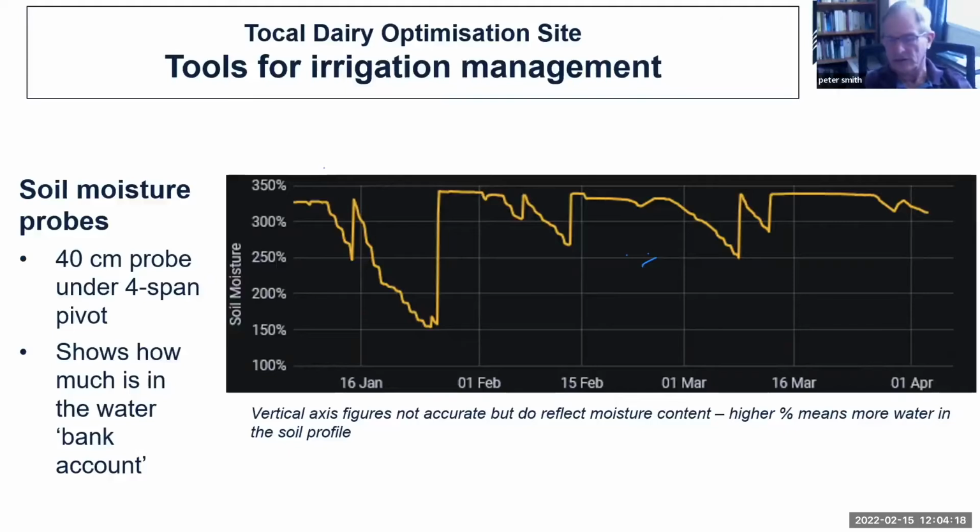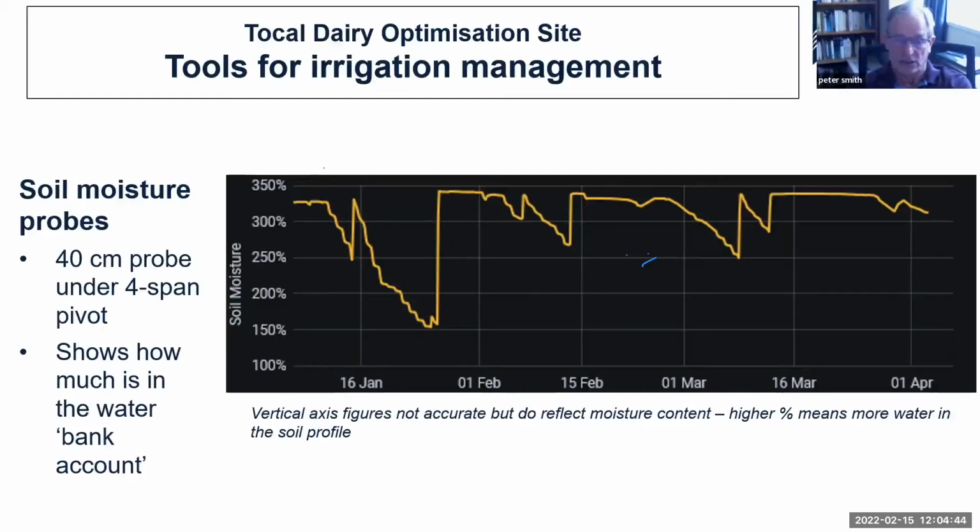And this is not lining up with the things I was just showing you, because unfortunately the probes at Tocal are not working properly. That's not due to Matt's issues, that's due to procurement issues through a government department, trying to get it sorted out. But it's showing you some issues here. Now, if there were peaks in the rainfall, the soil is saying, I can only take so much.